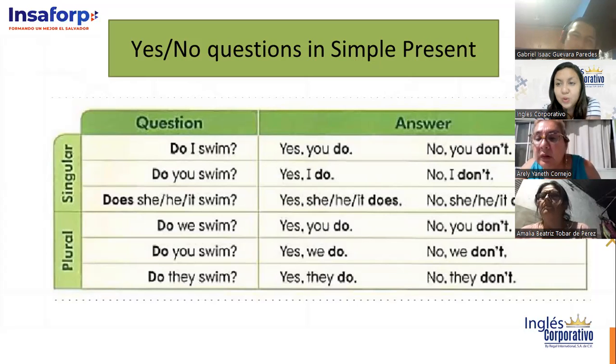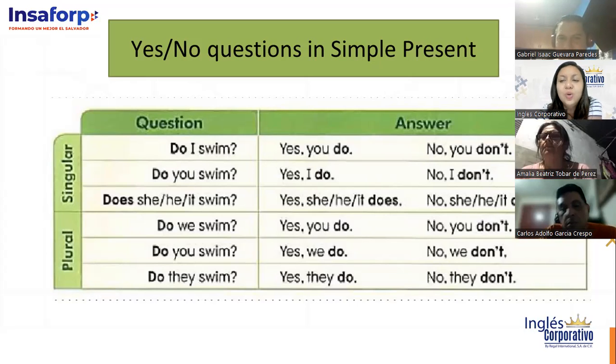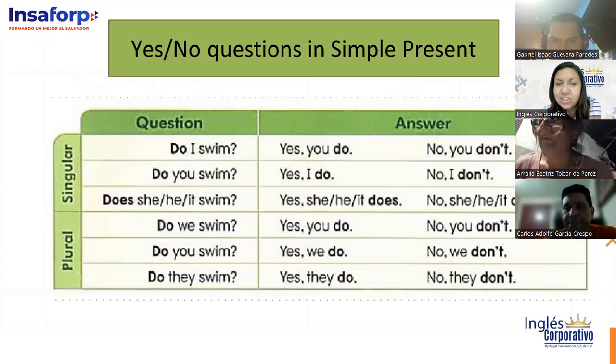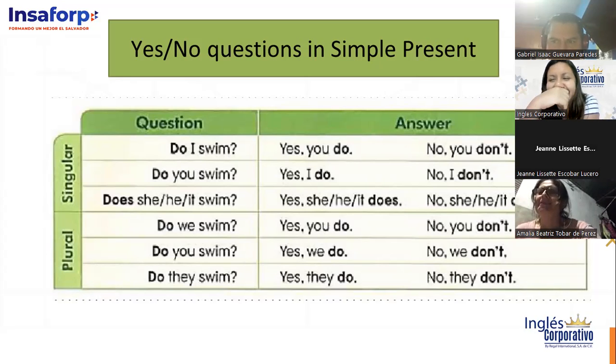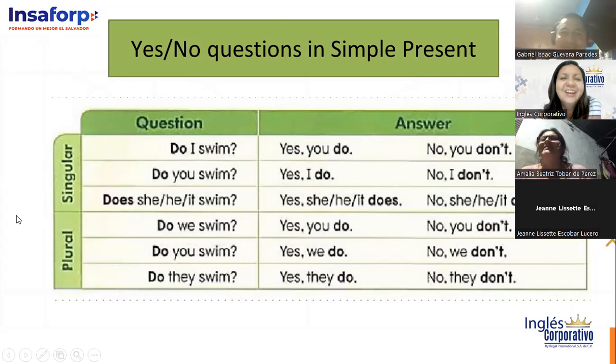Oh, yes, teacher, you do. Les pregunto, do I teach English very well? ¿Enseño inglés bien? Do I teach English very well? Yes, you do, teacher. Yes, I do.